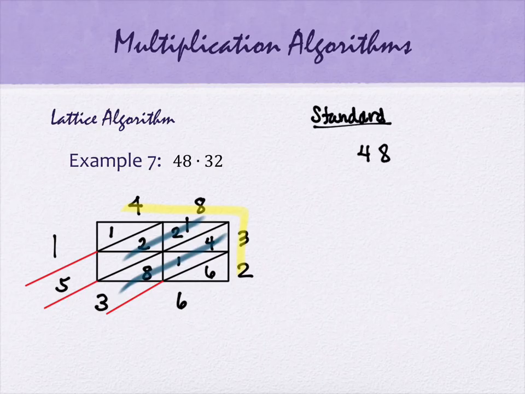So if we do 48 times 32, we start with the right-hand column. That's fine. So you did 2 times 8 and you get 16. But you can't write a 16 down. You have to write a 6 down and you have to carry the 1. Again, that's not so much different than what they did with addition. And then we multiply on the diagonal.